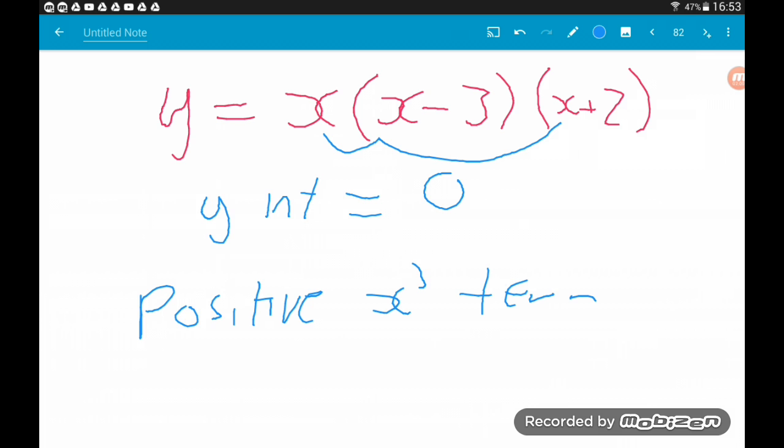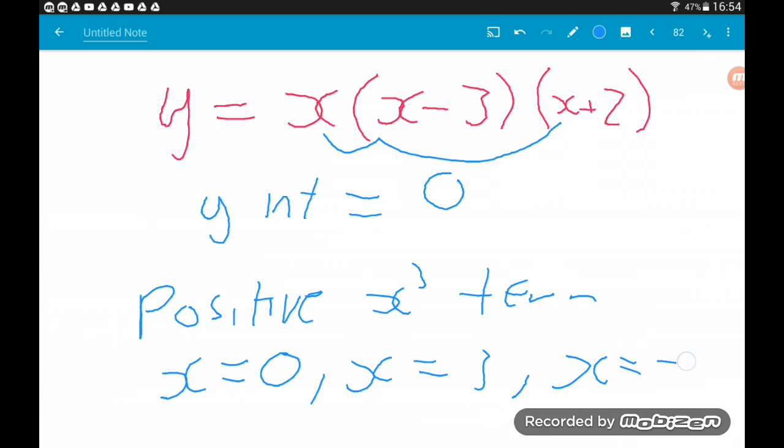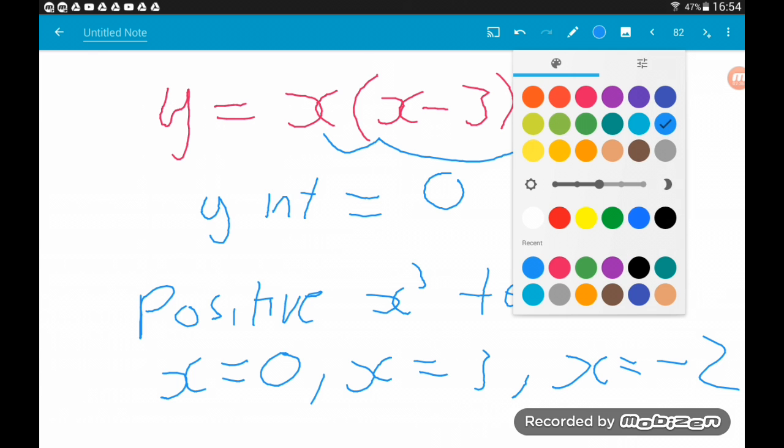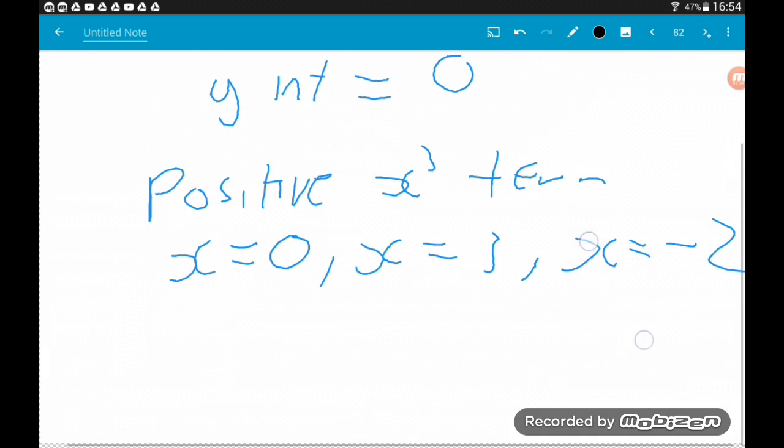We also know from the factorised form there are three x-intercepts. The factor of x at the start gives us x equals 0. X minus 3 tells us x equals positive 3. And then x plus 2 tells us x equals minus 2. So we've got all the info we need to be able to sketch this bad boy.